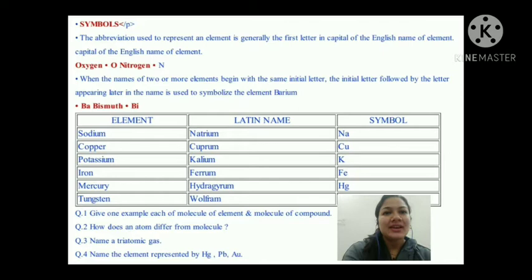Hello students. We have already started the chapter Atoms and Molecules. Hope that video was helpful for you all. Now we are going to start a new topic that is called symbols.